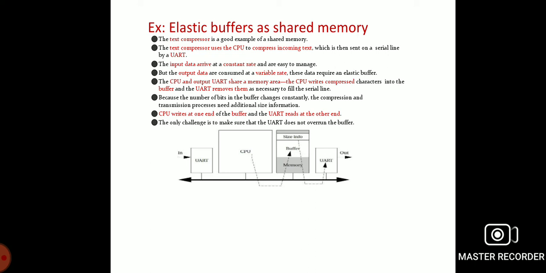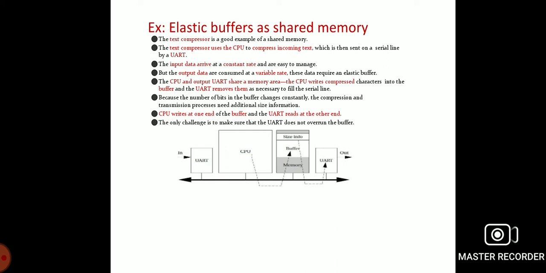Because the number of bits in the buffer changes constantly, the compression and the transmission process need additional size information. So the CPU writes at one end of the buffer and the UART reads from the other end of the buffer. The only challenge is to make sure that the UART does not overrun the buffer.